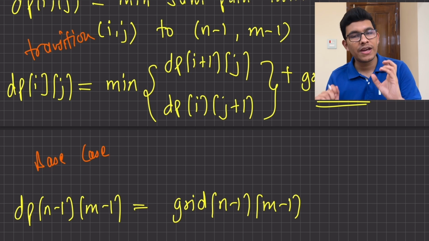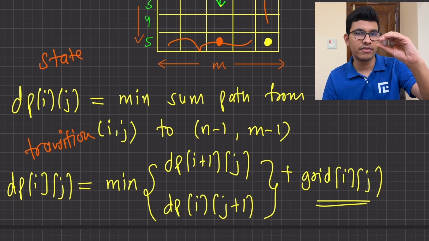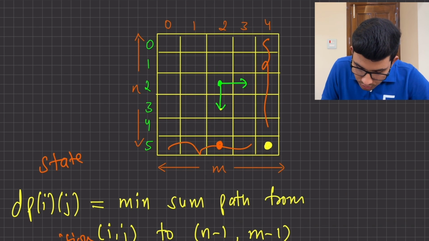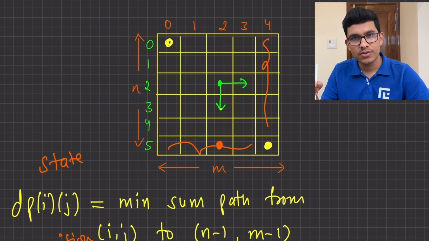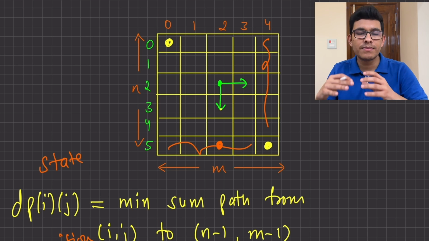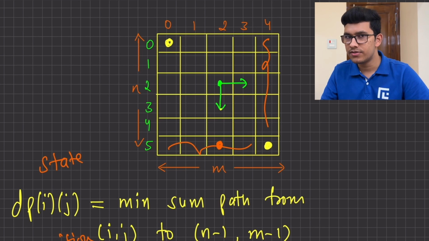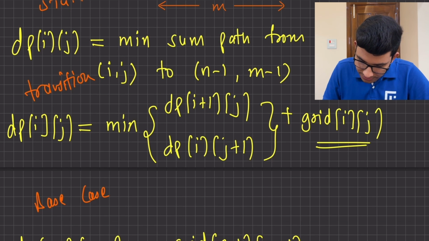Correct? What is going to be our final subproblem? What was that initial problem that we were solving? We wanted to go from 0, 0 to n minus 1, m minus 1. So the final subproblem is the minimum sum path from 0, 0 to n minus 1, m minus 1. Right? So let's write the final subproblem also.